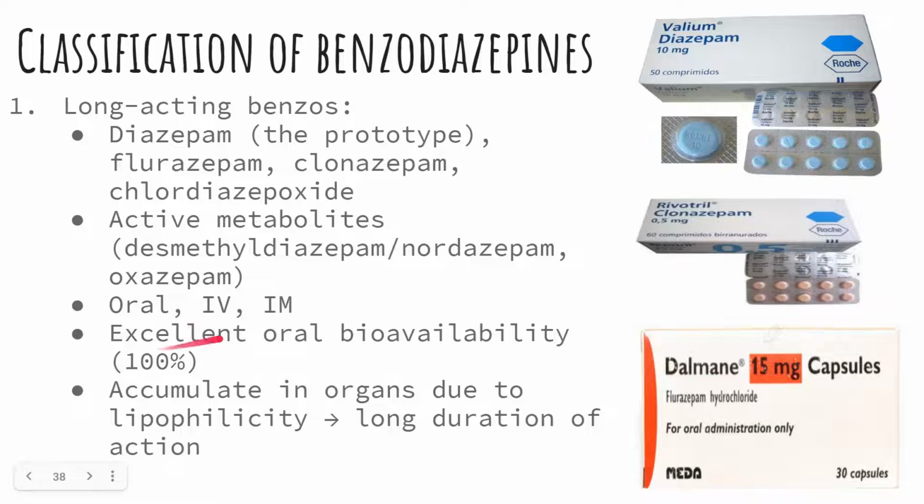Long-acting benzodiazepines have excellent oral bioavailability, which means that they are almost 100% available from their absorption in the gut until the point they are in the systemic circulation, because their first-pass metabolism in the liver produces active metabolites. And they accumulate in organs due to lipophilicity. Because they are very lipophilic, they tend to accumulate in organs after they are distributed by the bloodstream. And this will further increase their duration of action.